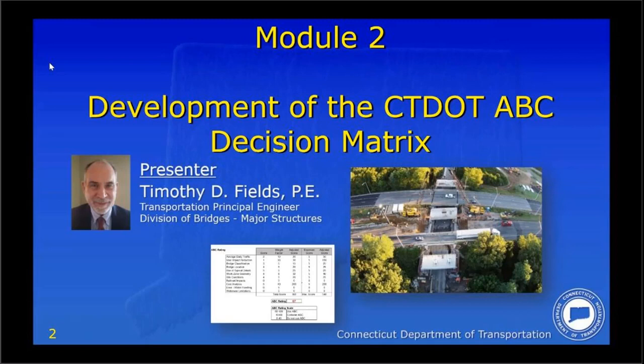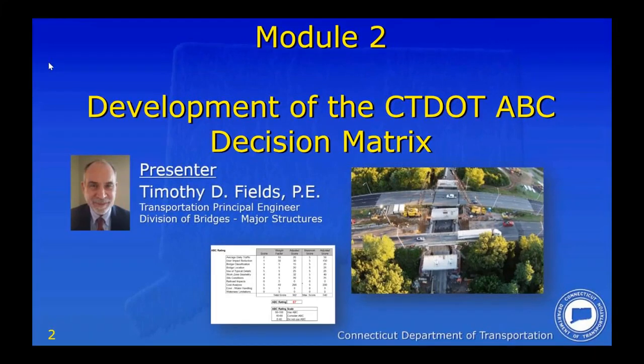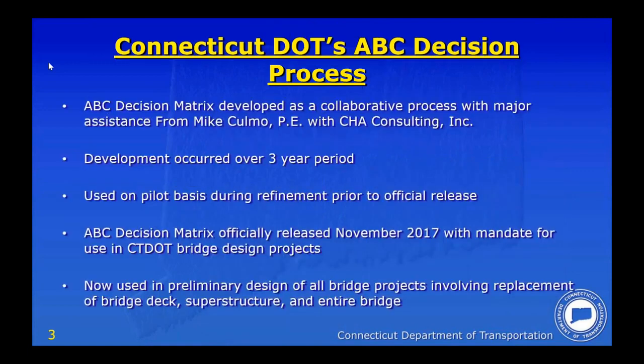Okay. This Module 2 is about the development of our CTDOT ABC Decision Matrix. So this was developed over about a 3-year period. We didn't rush this, could have been done a lot quicker, from about 2014 to its release in 2017.